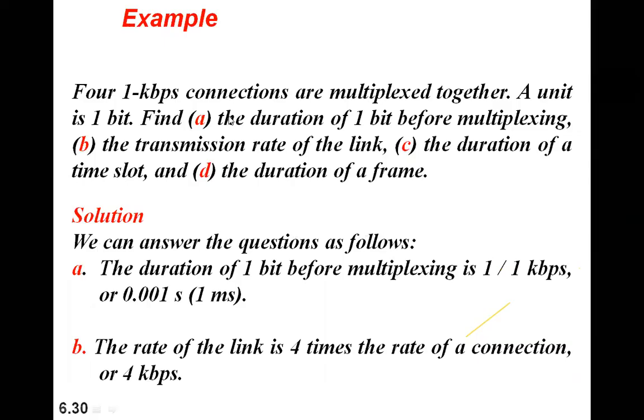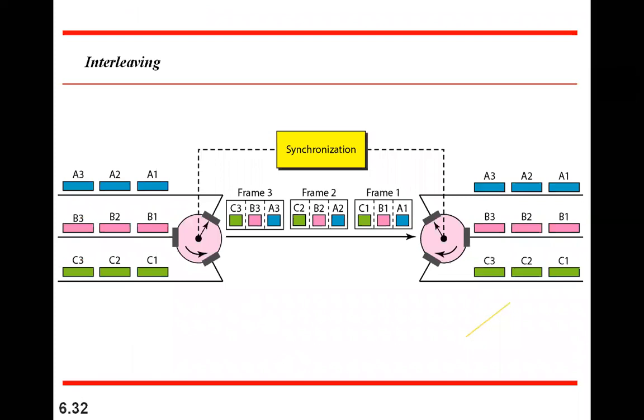So this is another example. You can look at that. Multiplex together, 1 bit each. Find the duration of 1 bit before multiplexing, the transmission rate of the link, the duration of a time slot, and the duration of a time frame. You can see the example answers here. The time duration of 1 bit before multiplexing is 1 millisecond, because it's 1 kilobit per second. The rate of the link is 4 times the rate of a connection, so that means 4 kilobits. That's how you can calculate it.